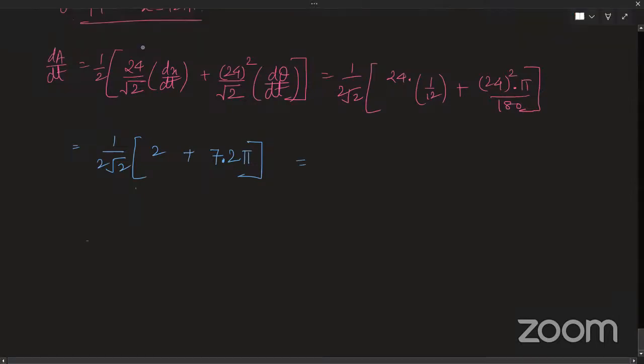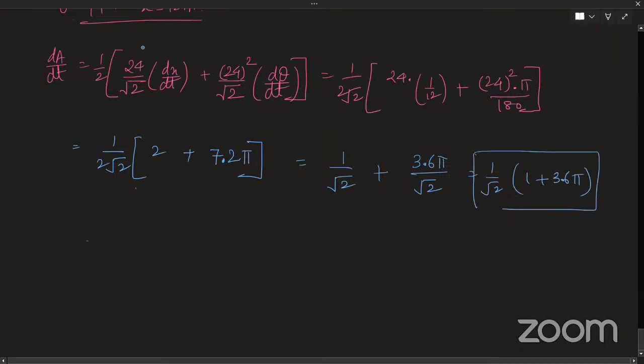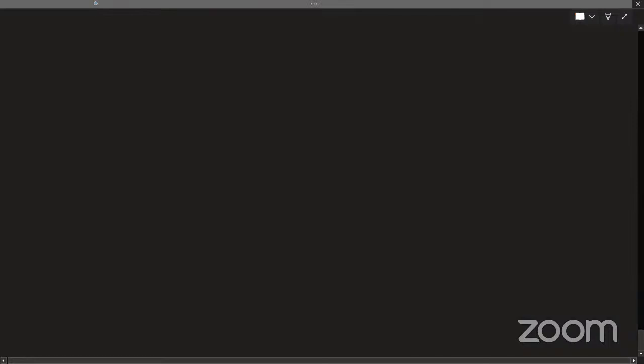See, the answer is a little bit tough in writing, but actually the question was not tough to solve. 1 by root 2 plus 3.6 pi by root 2. So it's 1 by root 2 into 1 plus 3.6 pi. This is my final answer. So this was just a little bit calculative part.